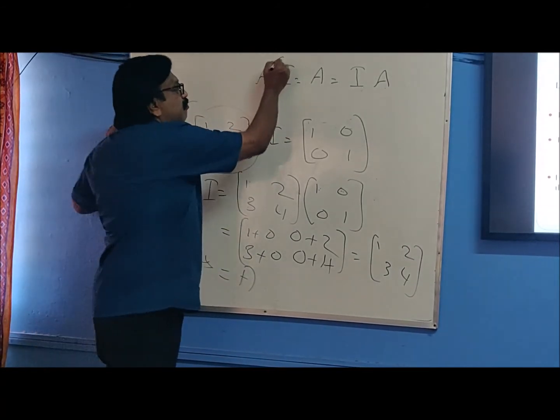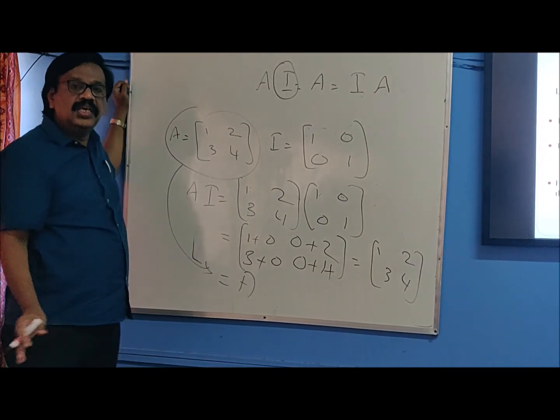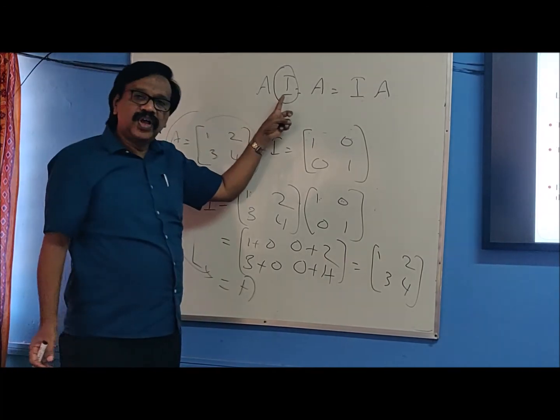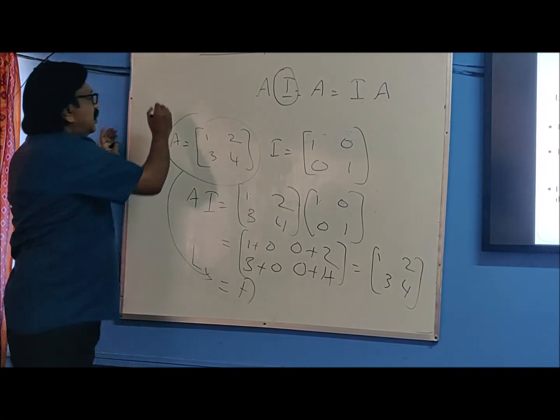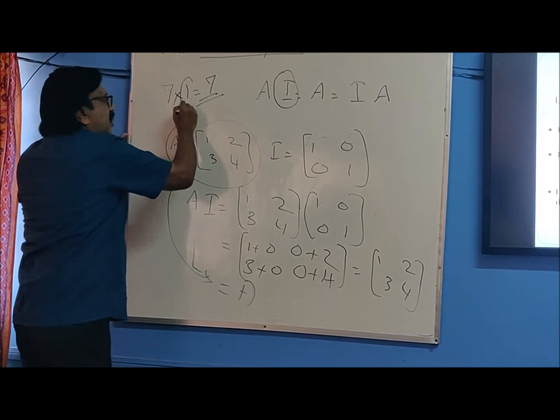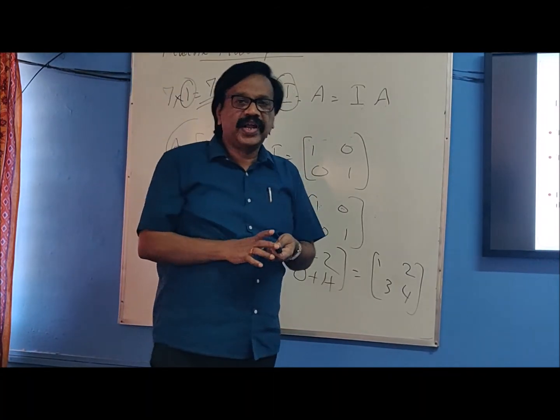Therefore, this identity matrix is also known as the unit matrix. We can call it a unit matrix or identity matrix. It is possible for all orders of identity matrix. In the same way, if you multiply any number by 1, we get the same number. In matrix theory, I acts as the unit or identity matrix.